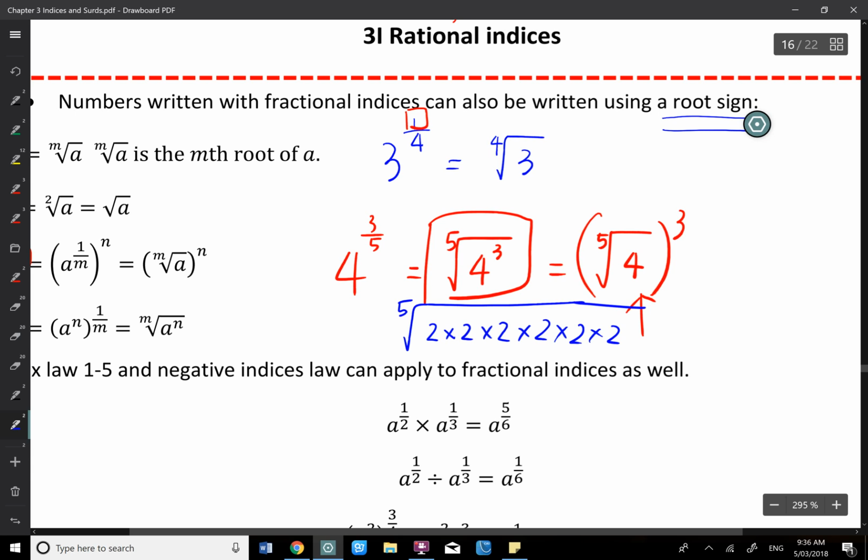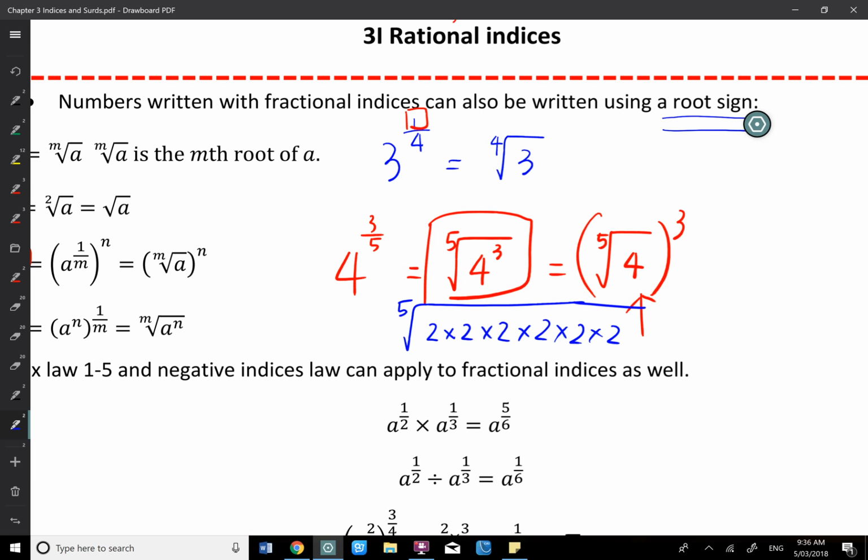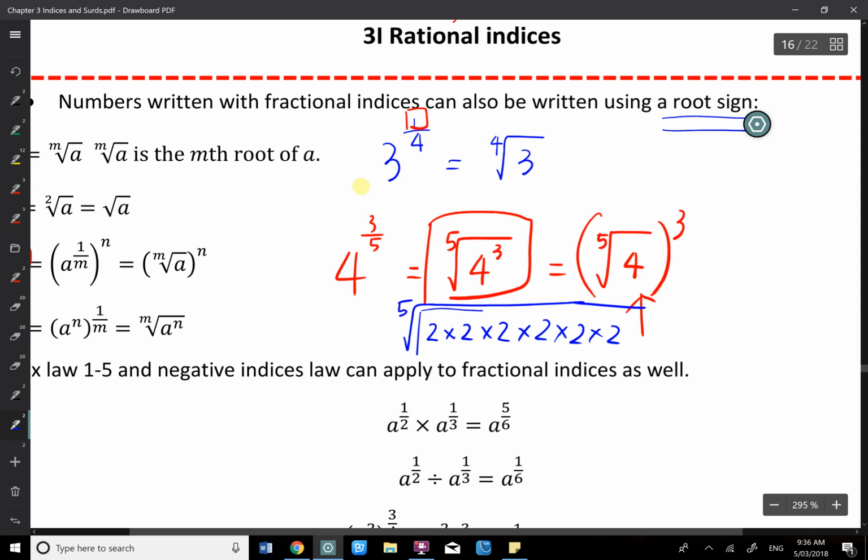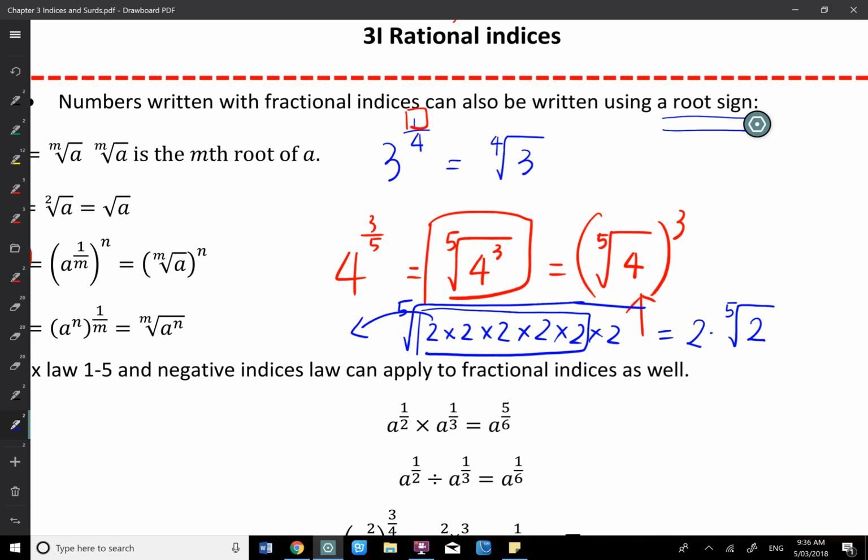So we have 2 six times, and I want to take a 5th root. So 5 of them can come outside and become a 2. That's 2 times the 5th root of 2. Think about the square root: if you have 2 repeated factors, one of them will come out. Like 9 is 3 times 3, so when you take the square root, the 3 will come out. A 5th root means the same: 5 of the same number multiplied together give you the number inside.